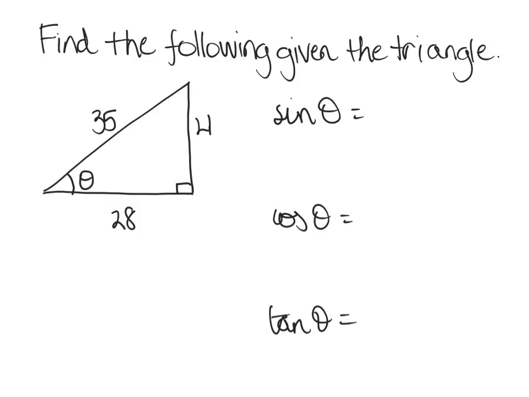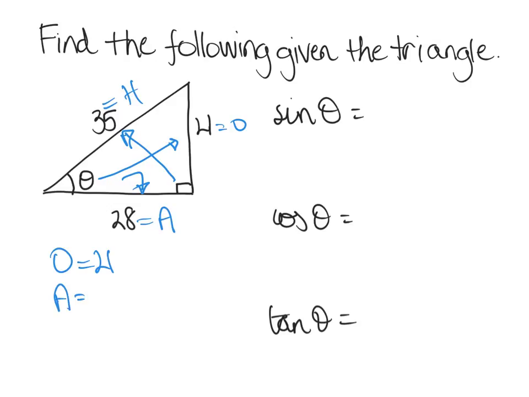Find the following given the triangle. Now, if we have a look at this, we have the reference angle here. This will be the opposite side. Right next to the reference angle is the adjacent side, and straight across from the right angle is the hypotenuse. So the opposite side is equal to 21, the adjacent side is equal to 28, and the hypotenuse is equal to 35.